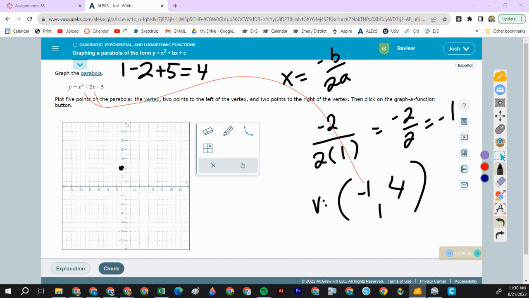Up. Is it a different shape from a normal parabola? No. It opens up, and it's just a regular parabola. Over 1, up 1, over 2, up 4. Do you want to see another one of those? We're good?